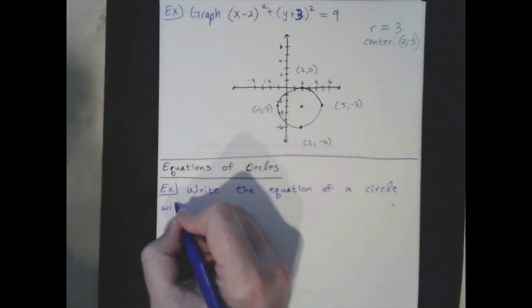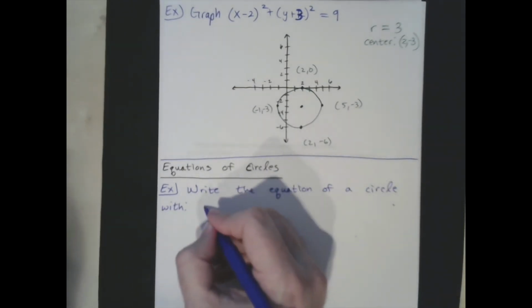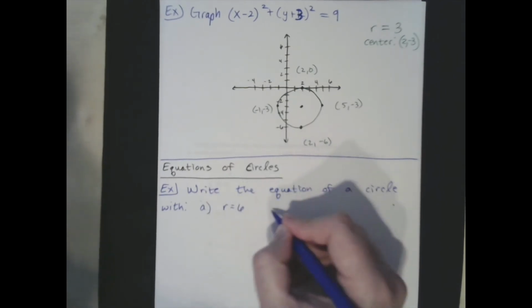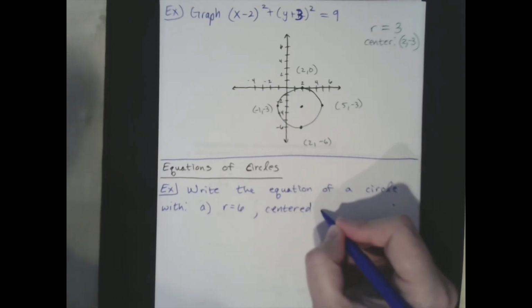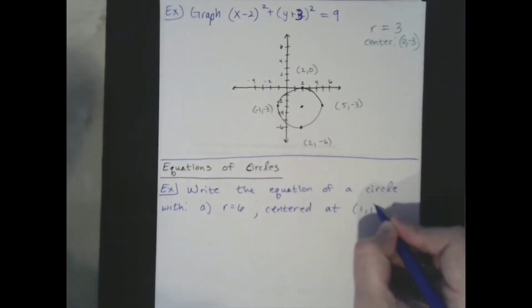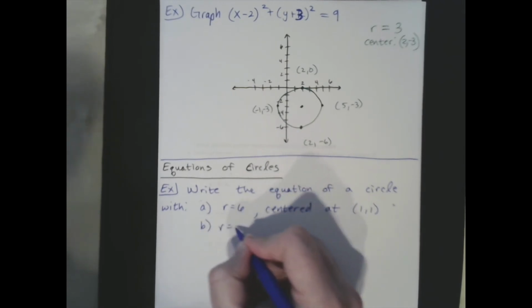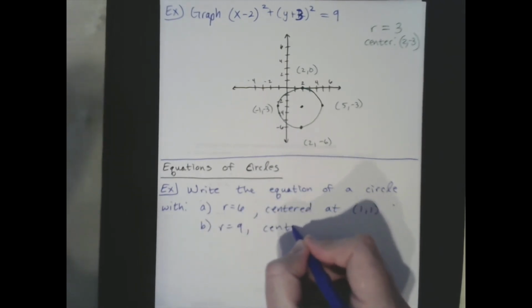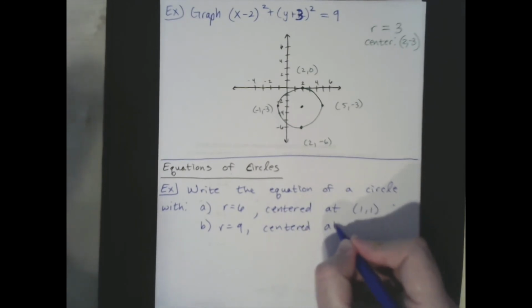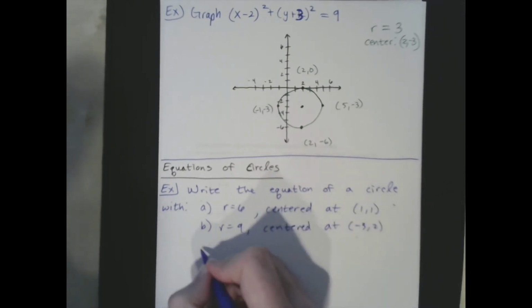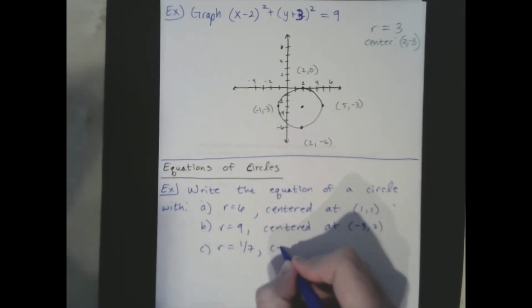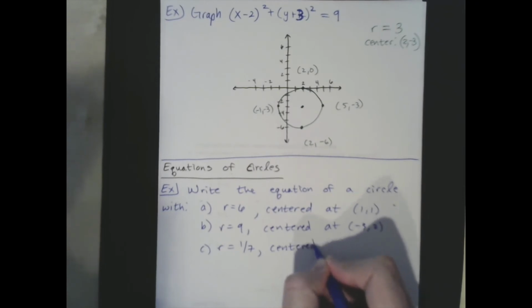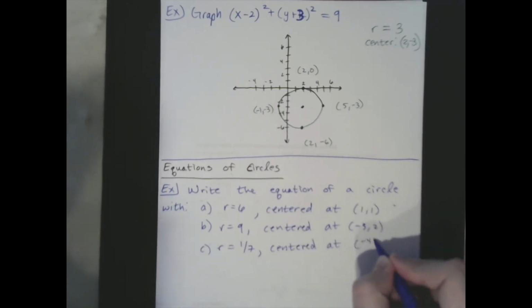with a radius r equals 6, and centered at 1, 1. B, r equals 9, centered at -3, 2. And C, r equals 1/7, centered at -4/5, comma, -2/9.